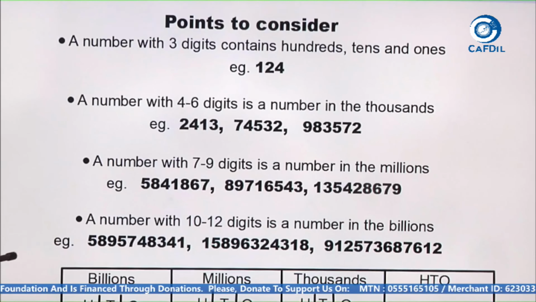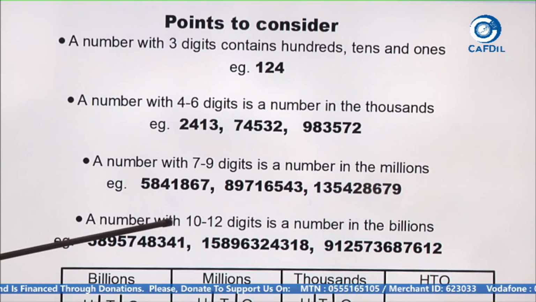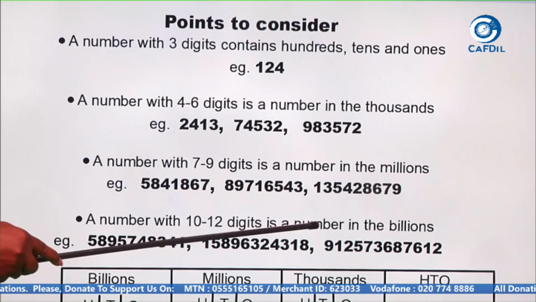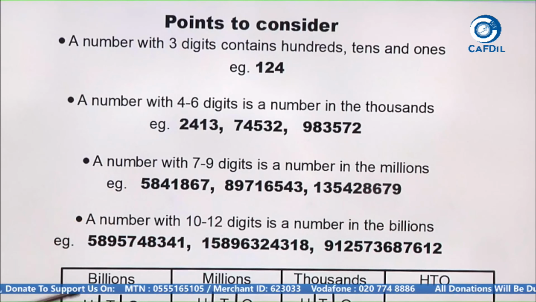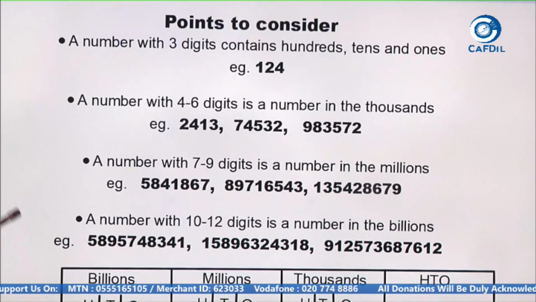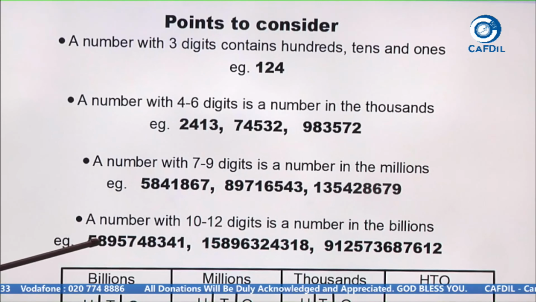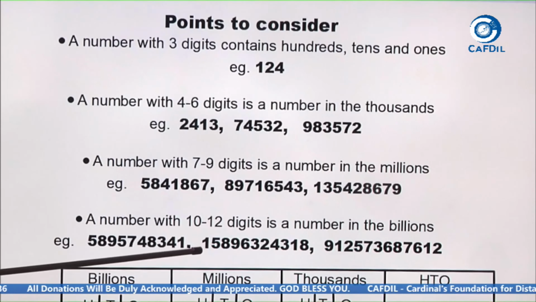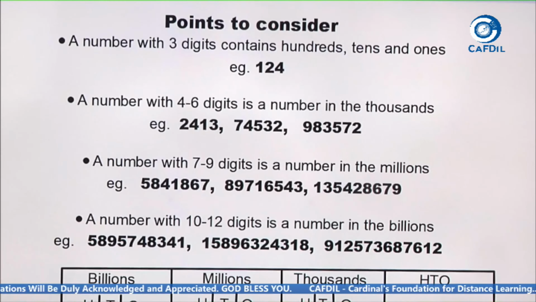The last point to consider, a number with 10 to 12 digits is a number in the billions. Don't worry, establish this. As we move on, you understand better. So this number here is in billions. This is also in billions, and this is in billions as well.